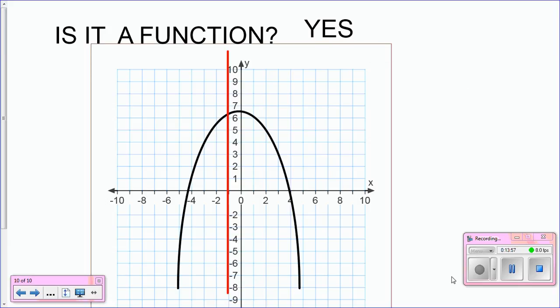Okay? So that's it for the notes today. Just function versus relation. If you have any questions, please make sure you star them. And I'll be happy to go over them next time in class.